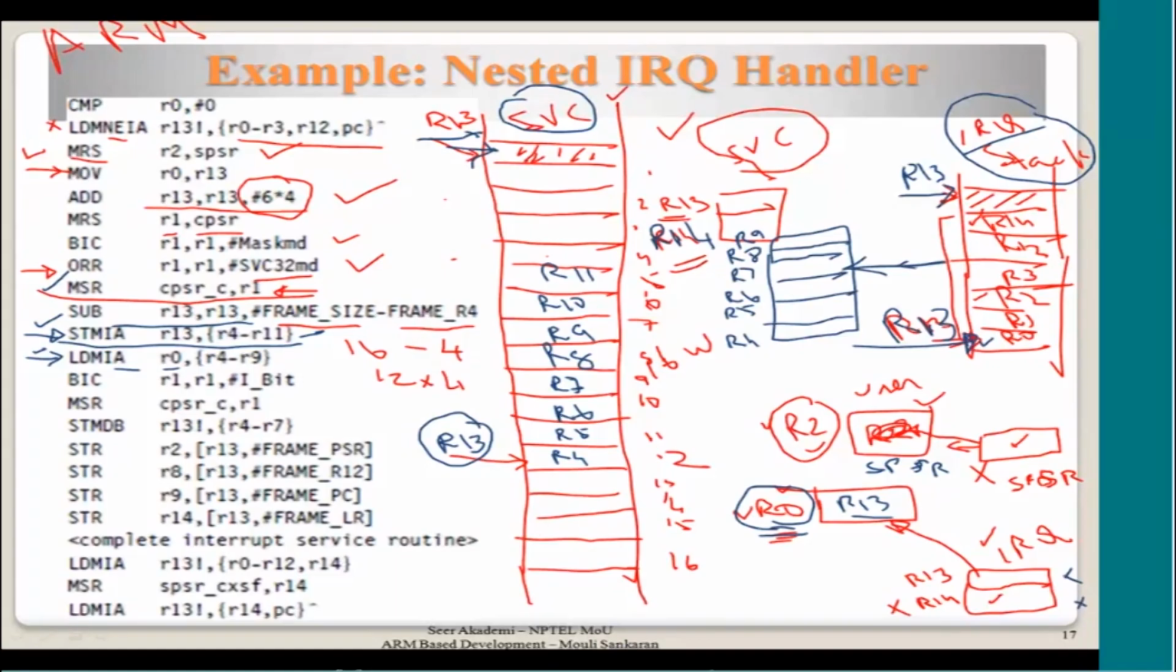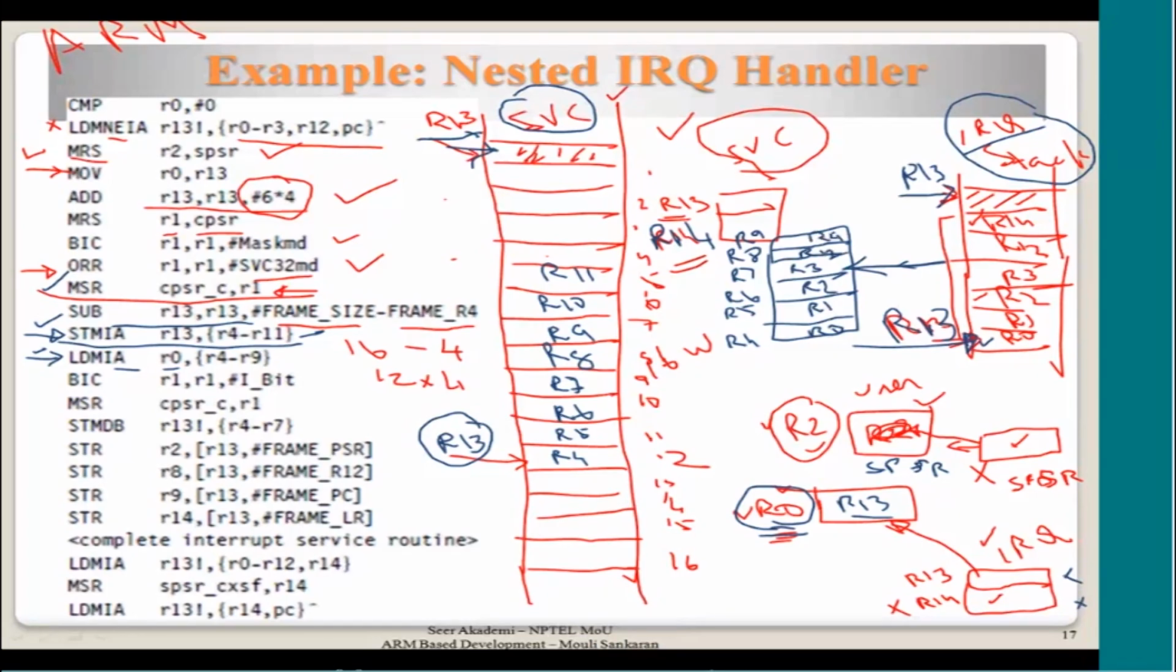So the original user mode R0 will sit here. R1 will come here. R2, the original user mode R2 value, will come here. The original user mode R3 will come here. R12 will come here. And then the return address, that modified return address R14, will come here.